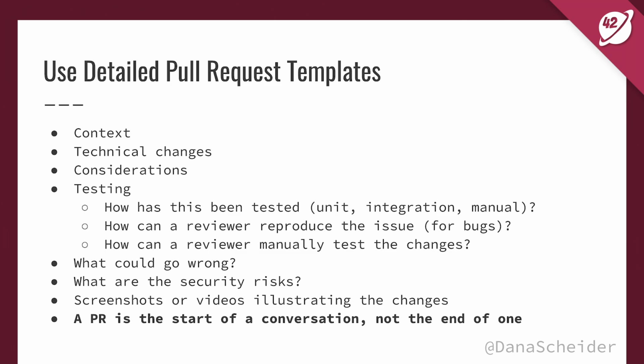PR templates need to include context, technical changes, considerations that were made in the process of development, and detailed information about testing. What kinds of automated tests have been used to test this code? How can a reviewer reproduce a bug? How can a reviewer manually test the changes? And as far as writing this stuff out, I recommend actually fleshed out test cases with steps 1, 2, 3, 4, 5. These are the steps you should go through to manually test these changes. Click this button, fill out this form with this data, that level of detail.